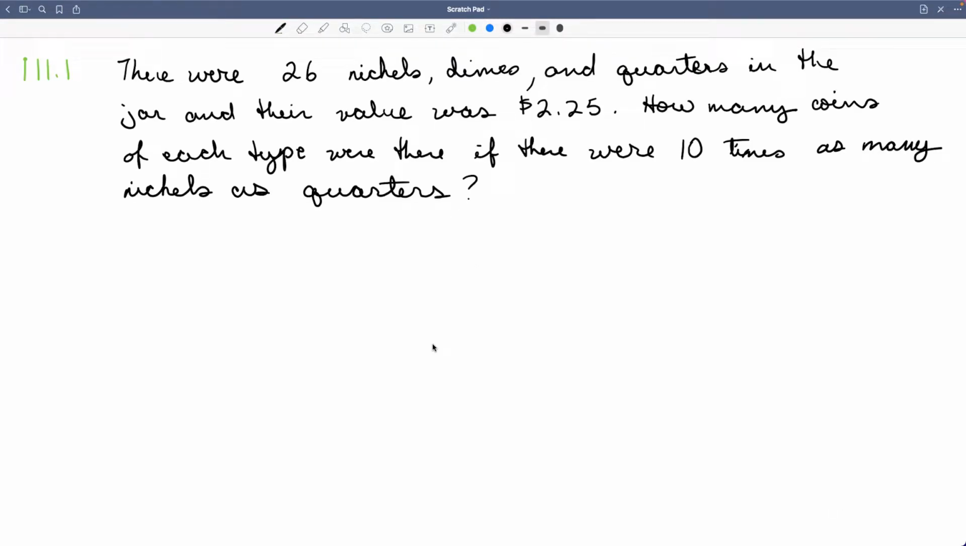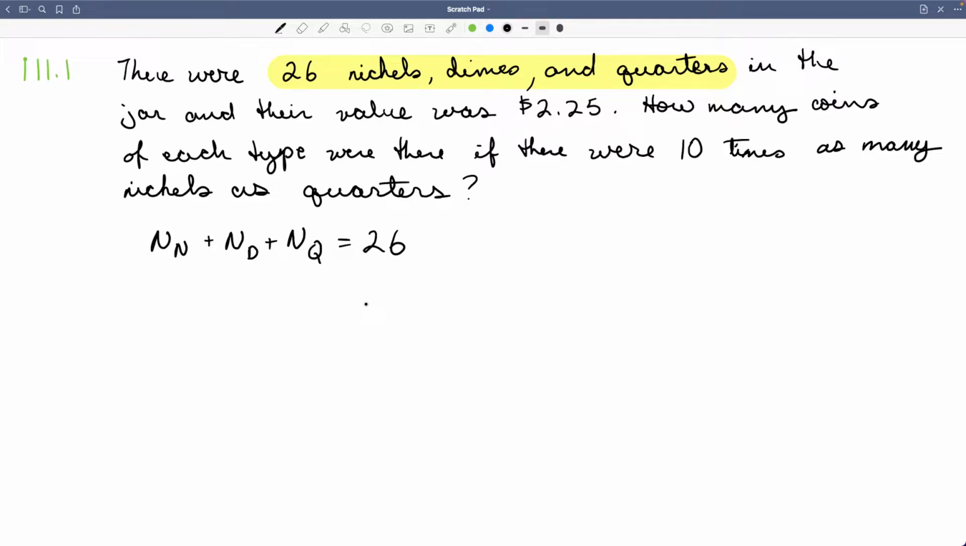So in example problem 1, we are given 3 variables: the number of nickels, the number of dimes, and the number of quarters. And in this first part here, we are told that our quantity statement is going to be the number of nickels plus the number of dimes plus the number of quarters is equal to 26. Just the count of each of those types of coins. They were all in a jar, and their value was $2.25.